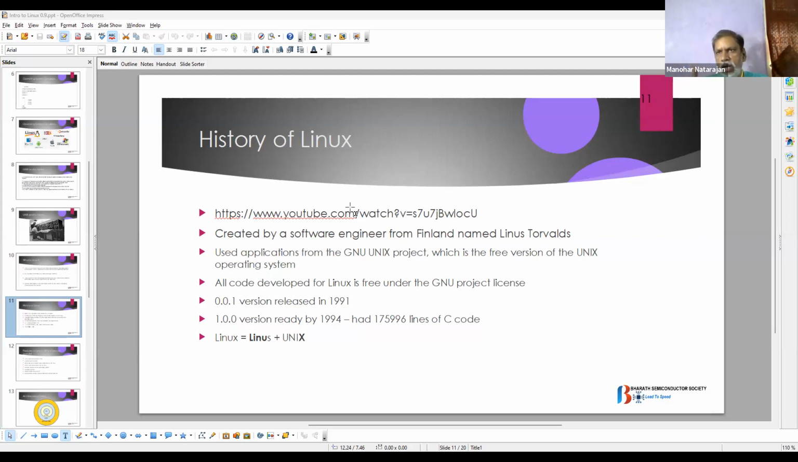For example, we saw about Red Hat, right? So Red Hat has something called Red Hat Enterprise Linux, RHEL, right? So if you see, most of the EDA tools will provide their support for RHEL or SUSE or CentOS, which are all meant for enterprise versions of Linux. So these are the distributions which support multiple users, multiple machines.